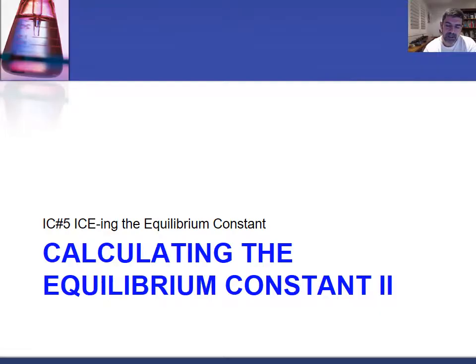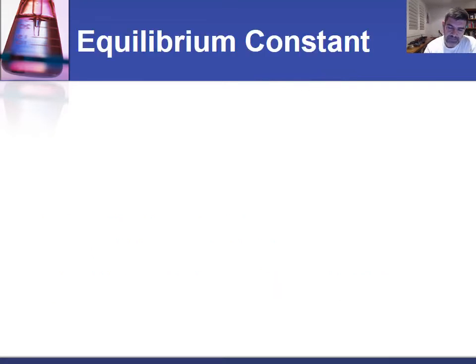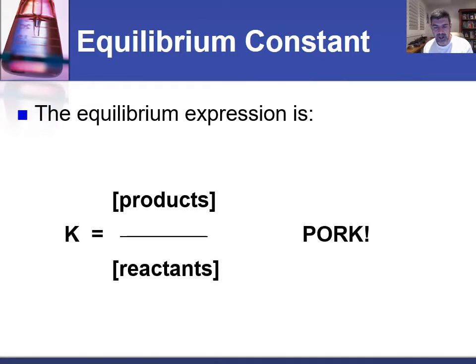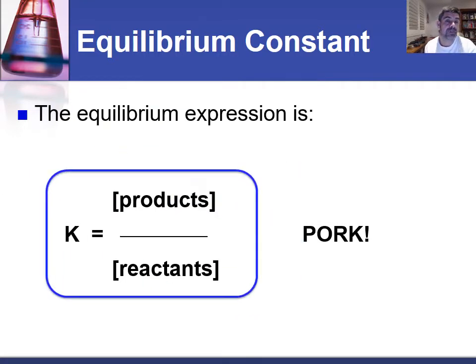This particular video is number 5 and today we're going to ICE the equilibrium constant. Up to now we've had a look at the ways of calculating the equilibrium constant, and what we found is that the expression that we've been using can be summarized by the acronym PORC. So products divided by reactants gives us the expression for the equilibrium constant.